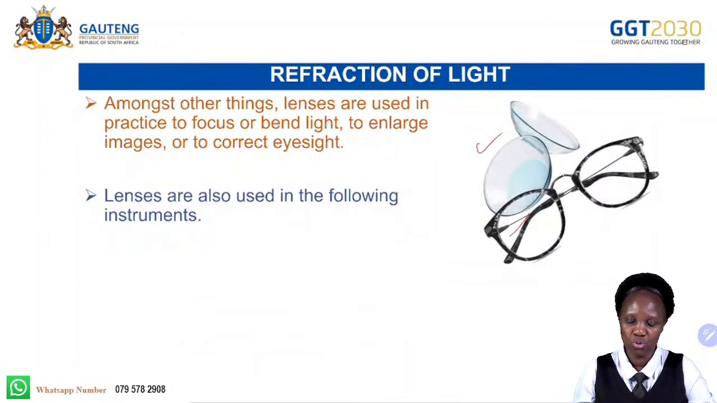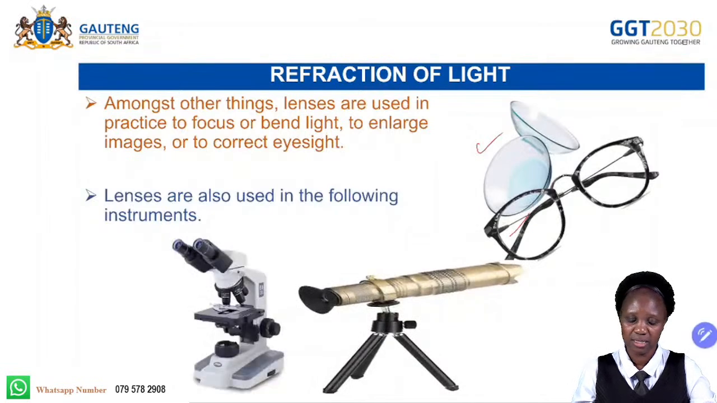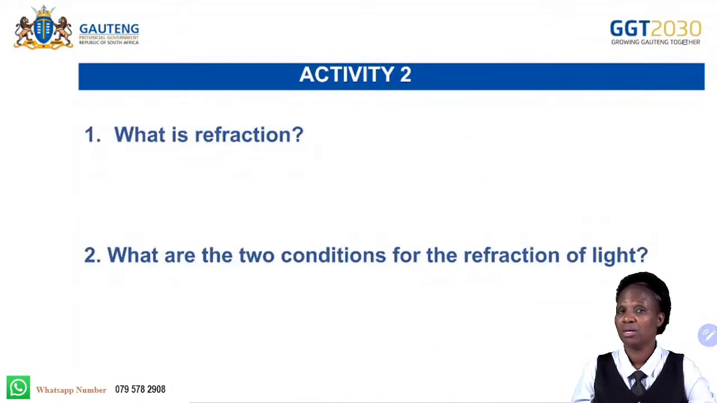Lenses are used in the following instruments. We've got different instruments that use different lenses. We've got the cameras, we've got the microscope, we've got the stethoscope, we've got the spectacles. All these use different lenses.